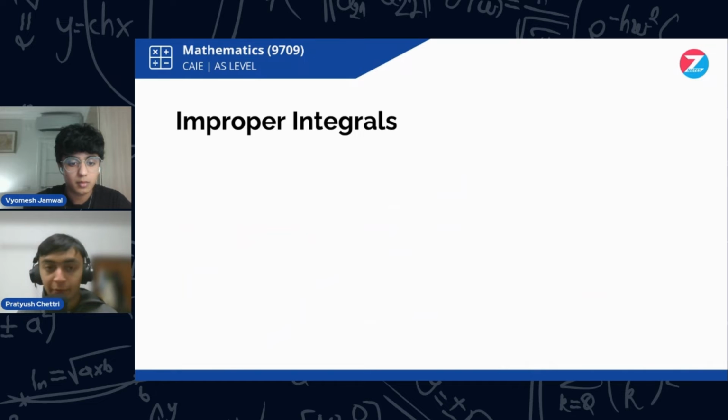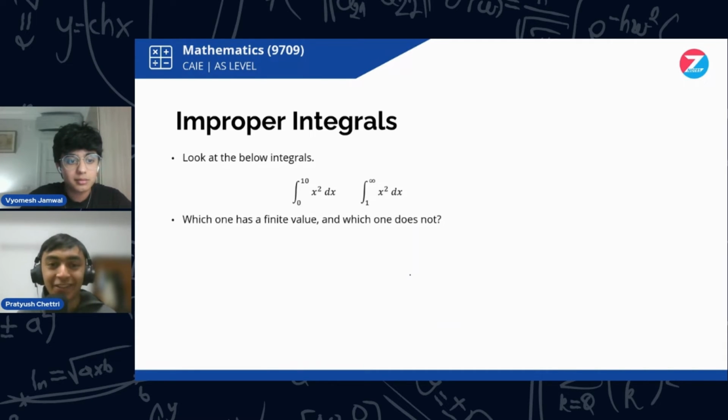Now let's just deal with two special cases that we have to work with here. First is improper integrals, and the second is something mind-blowing that we'll save for a few minutes. Okay, look at these integrals. Which one has a finite value, which one does not? Should be obvious by looking at it, right?